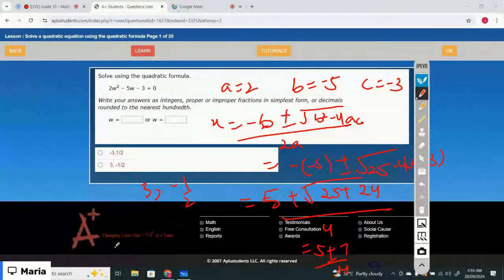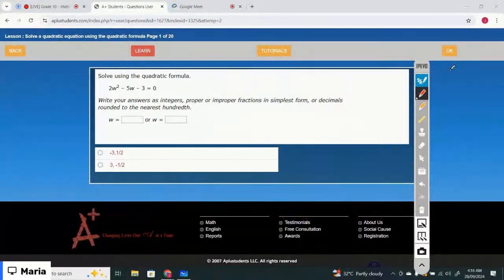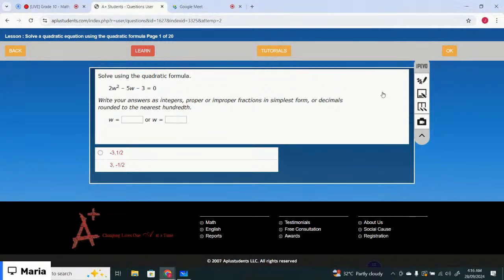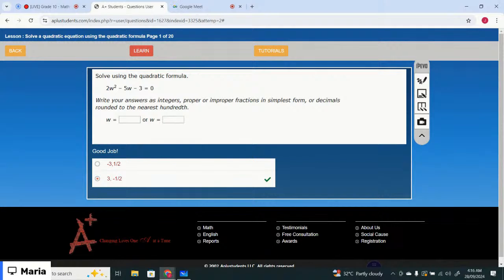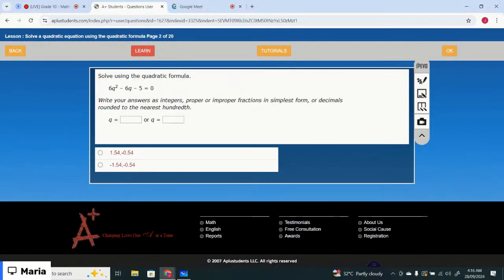So which is the correct option? Option 1 or option 2? Option number 2 is the correct option, that is 3 and negative 1 over 2. Okay, the next one is 6q square.